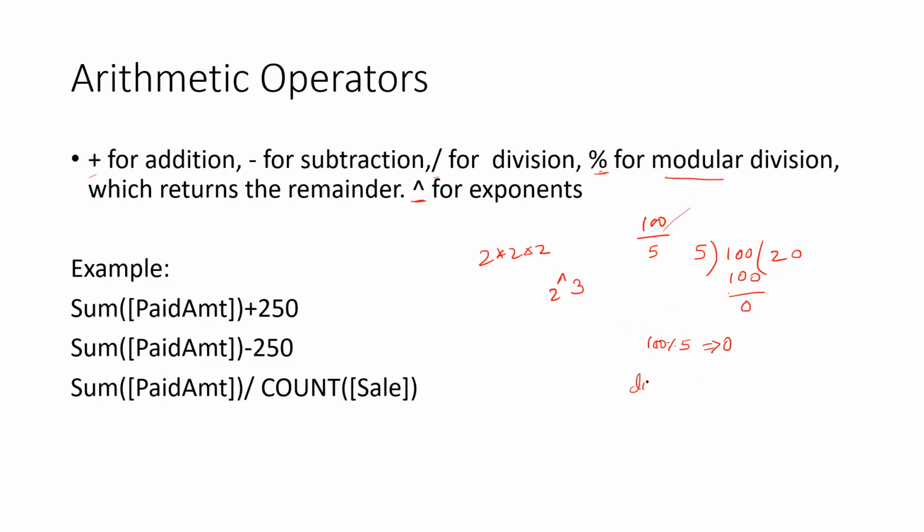If I give div of 100 comma 5, then this will give 20, whatever the whole number is. So this is my div, which gives me the dividend. And if I do percentage, this will give me the remainder. We will look at all this in more detail. So whatever the remainder is, that is our modular division.